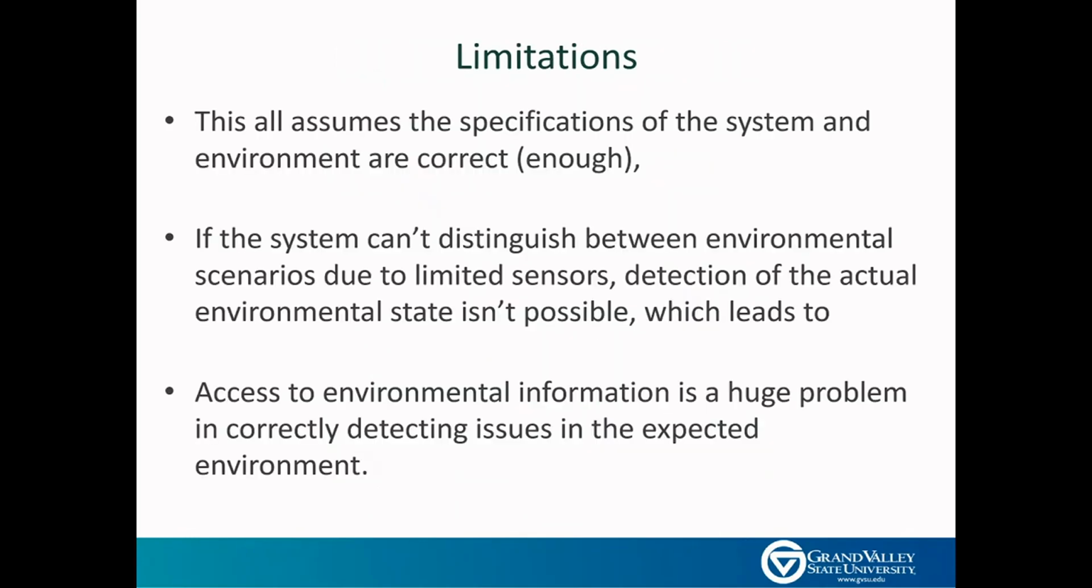Now, there are some limitations to this. All of this assumes that the specifications of the system and environment are correct, or at least correct enough. That there is some ability for the environment to be incorrect. That's kind of the point. If the system can't distinguish between environmental scenarios, though, due to limited sensors, that could lead to incorrectly assessed environmental scenarios, which would be problematic.